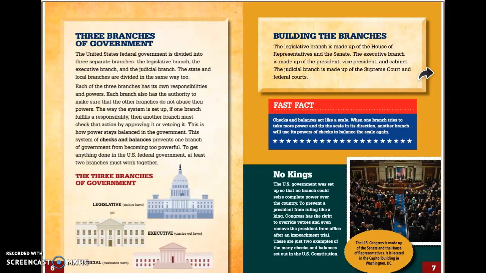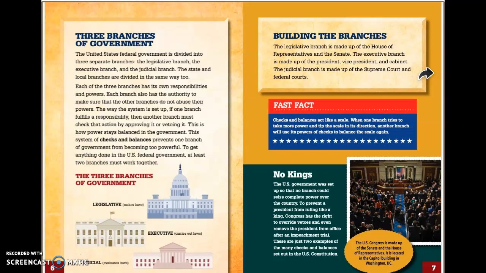To get anything done in the U.S. federal government, at least two branches must work together. The three branches of government: legislative makes laws, executive carries out laws, judicial evaluates laws.